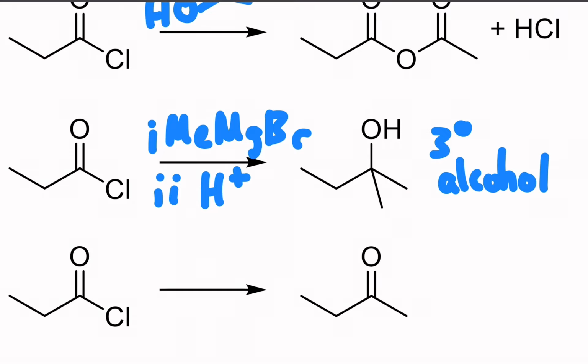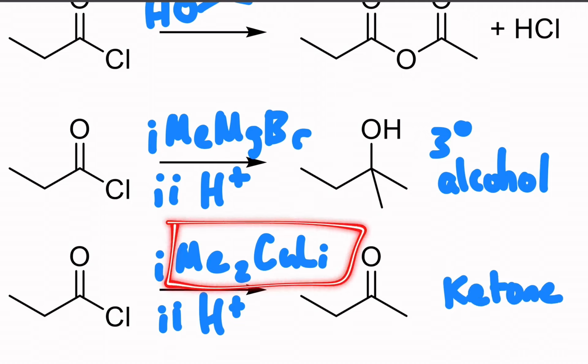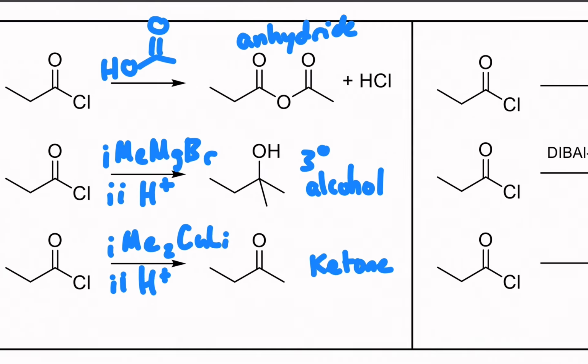In fact, it's the same reagent for the next one, except we're not going to use a Grignard, we're going to use a cuprate. Because remember, cuprates do not react with ketones. So we can stop at the ketone for the third one. Remember how you write a cuprate? It's 2 of the R group, in this case a methyl, followed by copper and lithium. That's just how you write the reagent.